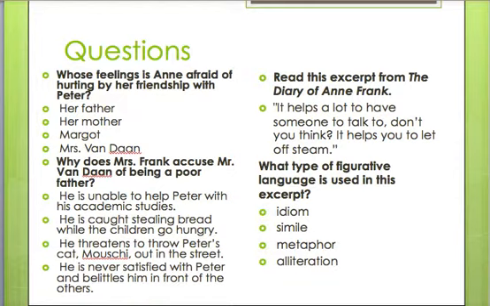So then on your quiz, you're going to have to read this excerpt from the Diary of Anne Frank. It helps a lot to have someone talk to, don't you think? It helps you let off steam. What type of figurative language is being used in this excerpt, to let off steam? Is that an idiom, a simile, a metaphor, or alliteration?